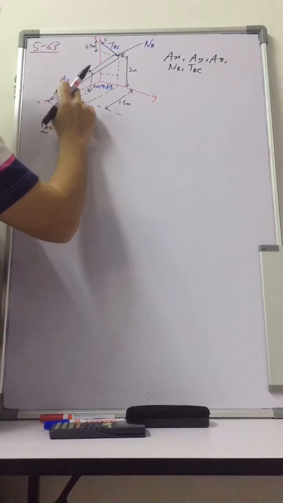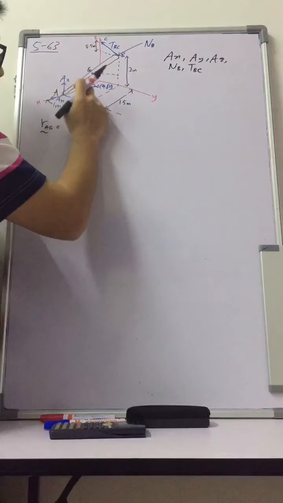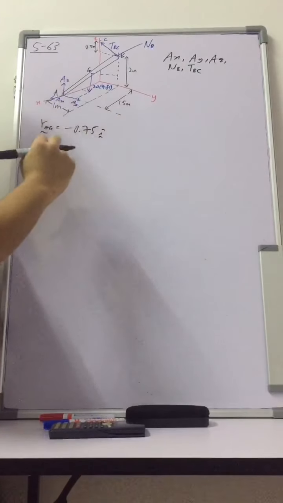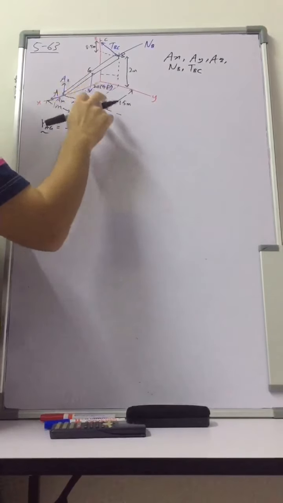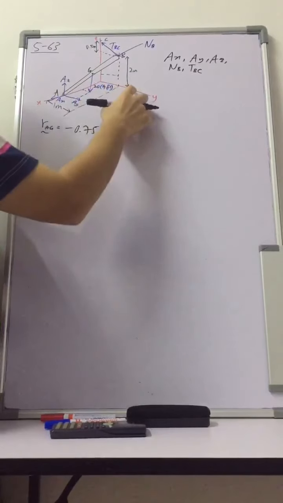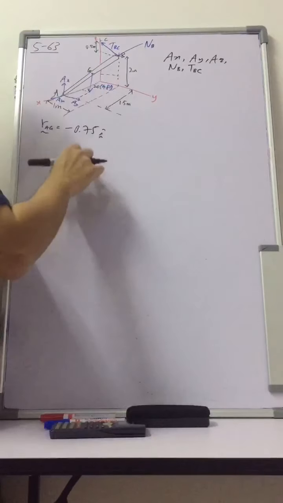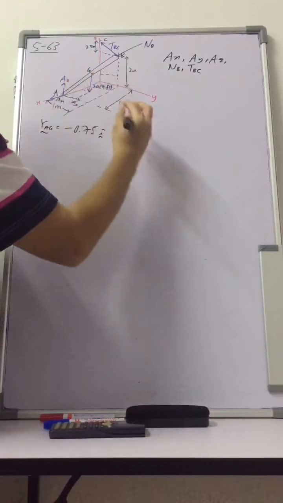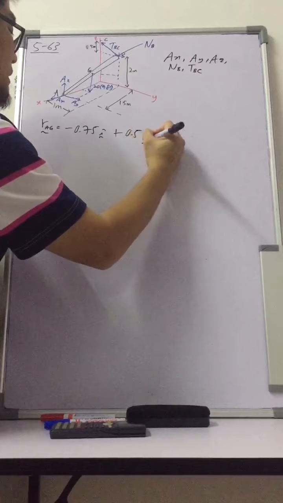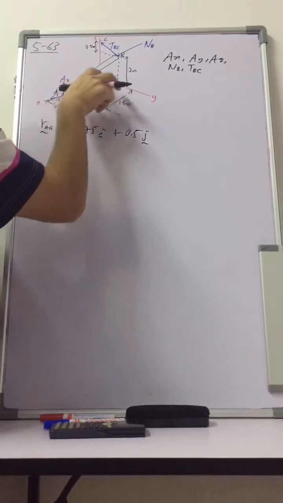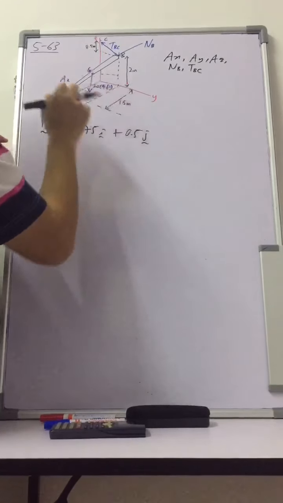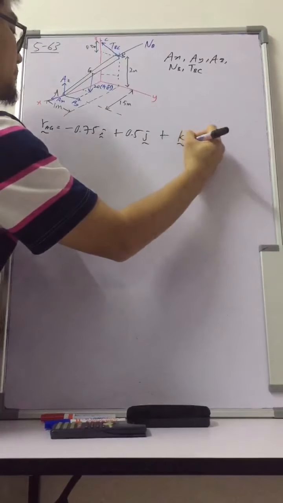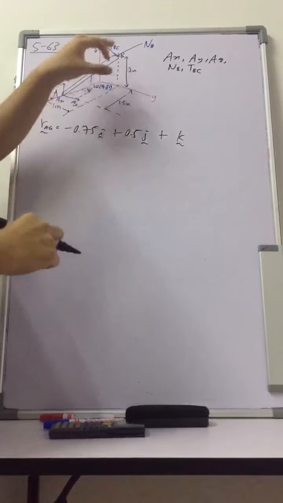How do you go from A to G? First X, Y, and Z. For X, we go minus 0.75i. The i means the X component. 0.75 is half of 1.5, right? Minus because we go in the negative direction. And then for Y we have plus 0.5j, half of this 1 meter. And we go up plus 1k, half of the 2 meter, right?